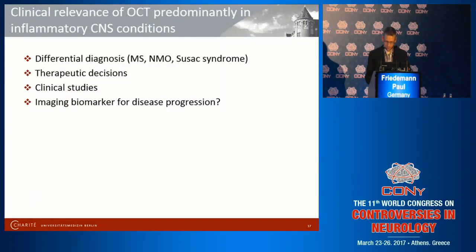The clinical relevance, now in the last part of my talk: there are 4 scenarios where OCT has a clear value. One is for differential diagnosis, the second is for therapeutic decisions, the third is clinical studies, and the fourth is disease progression. I'll briefly touch upon these 4 points.